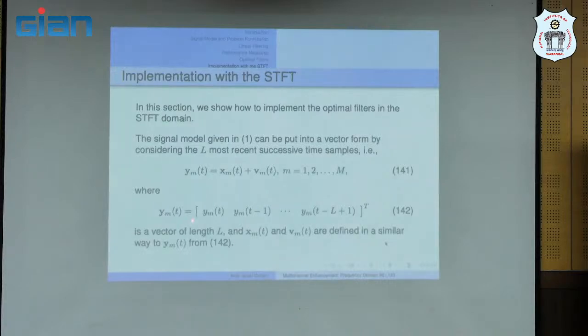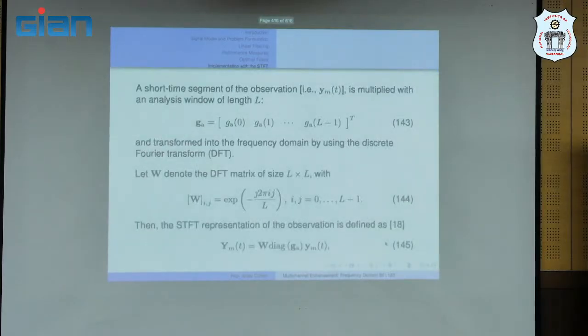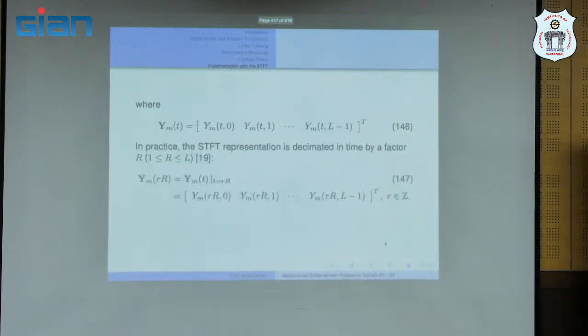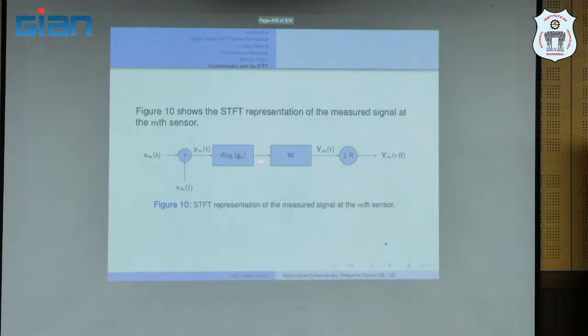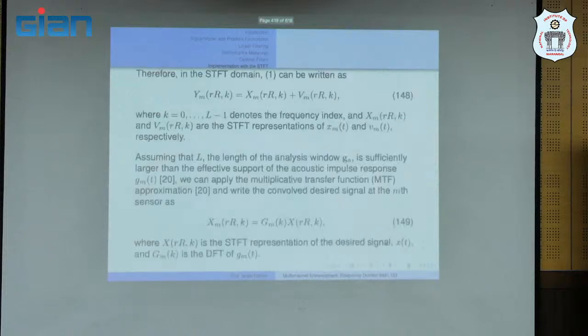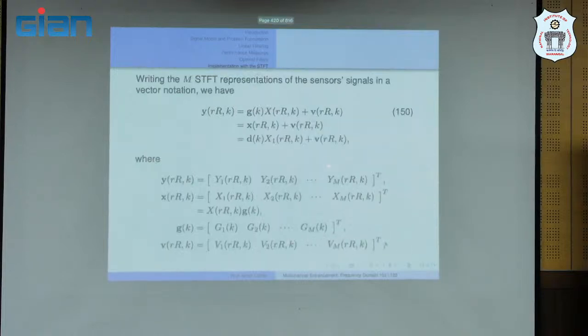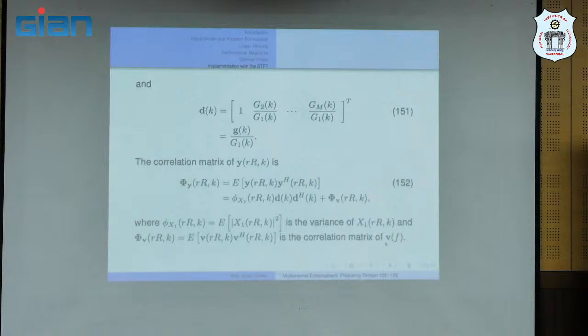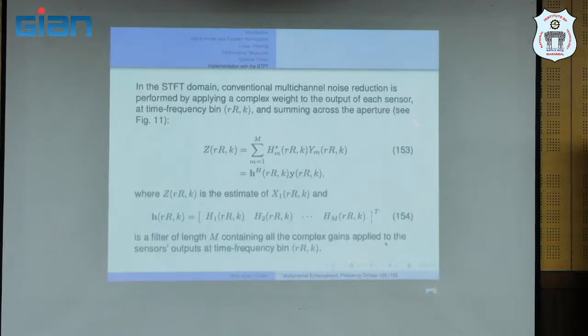So we define for each frequency bin, we take the STFT, okay, this is the STFT. And then for each frequency, this is just the STFT implementation, for each sensor. And then for each STFT, we write it like this. So instead of frequency, we have time-frequency bin. And then we find a filter that is applied for each frequency bin, along the time. So the filter will look like this. It's very easy. That's why I don't want to waste time on this.